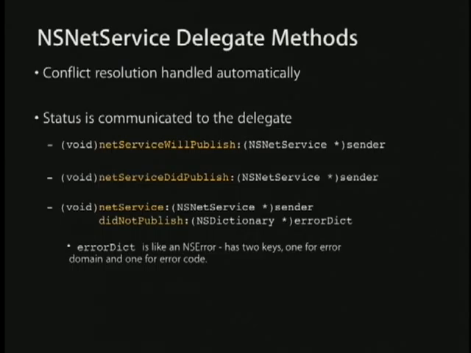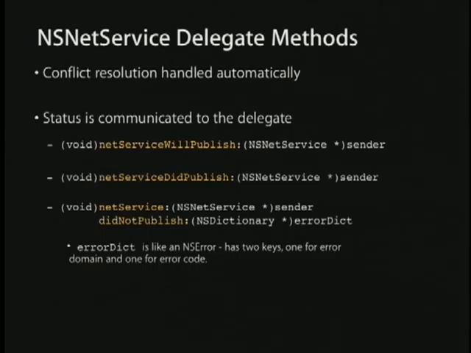So it could be Canon MP380-1, Canon MP380-2, so there's 3 printers on the network. So that's pretty useful. It just guarantees that your service can be uniquely accessed. And here are some of the delegate methods below.